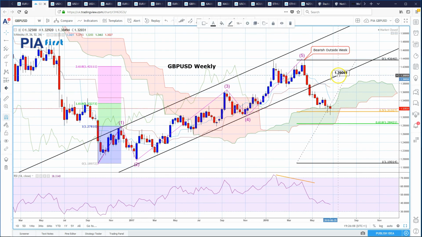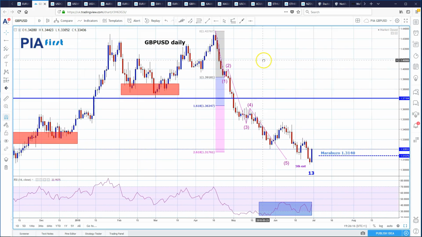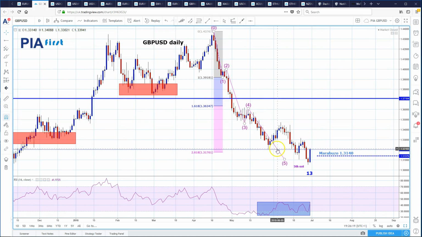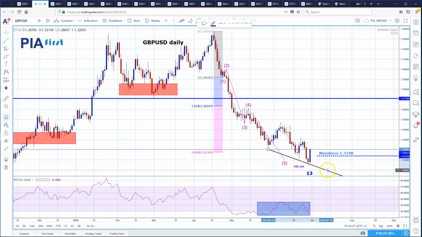Reverse trendline resistance is now located around about 139.05. If we go to the daily chart, this is the last drive to the downside. We believe we've had a fifth wave extension. I think this is starting to look like an ending wedge pattern on this time frame.